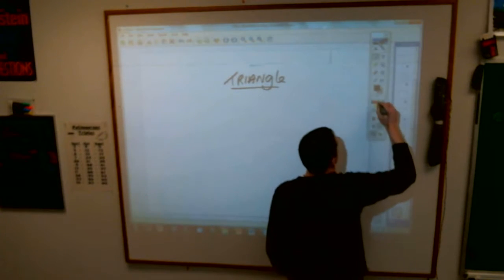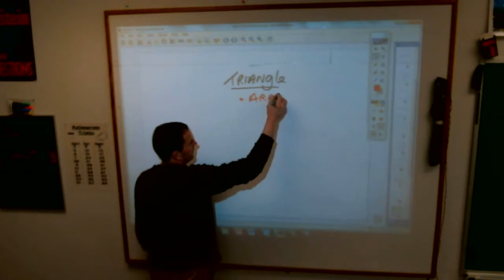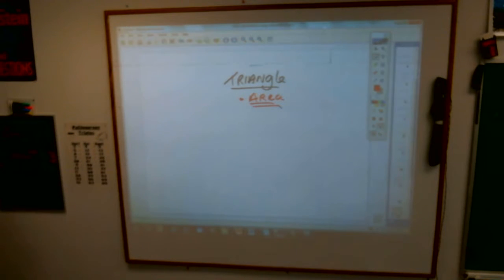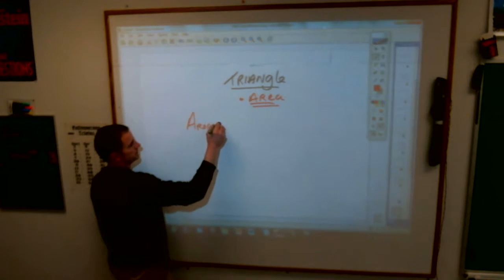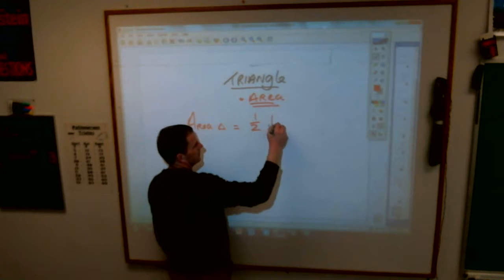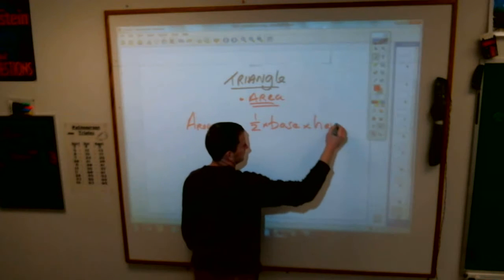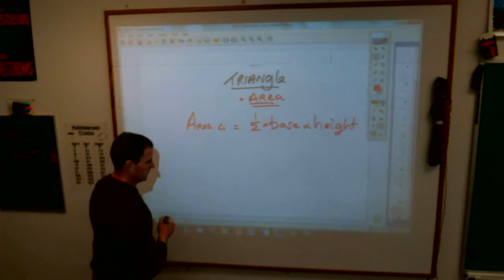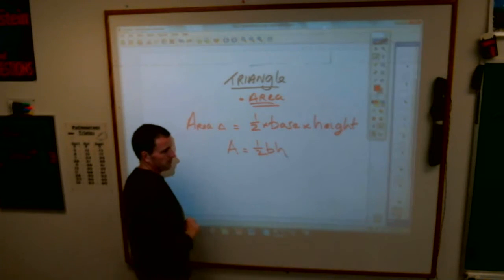Under triangles, please, we are looking at the area of a triangle. And with that, the very first thing that you should write down is this: the area of a triangle equals 1/2 times the base times the height. And usually, rather than writing out all those long words, it just looks like this: A equals 1/2 BH.